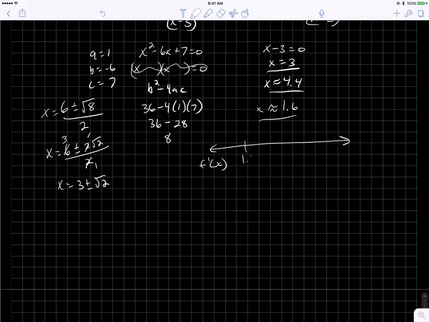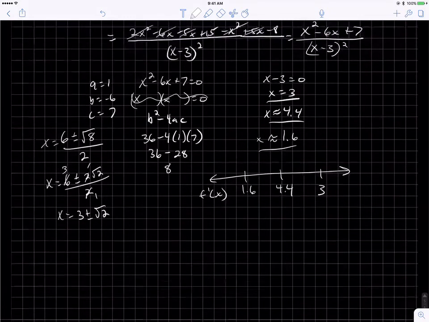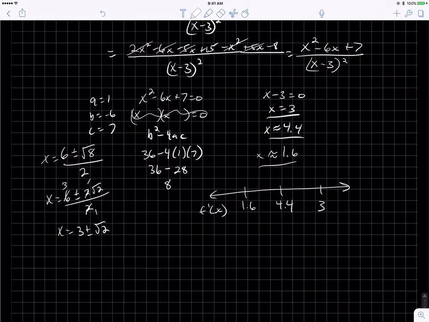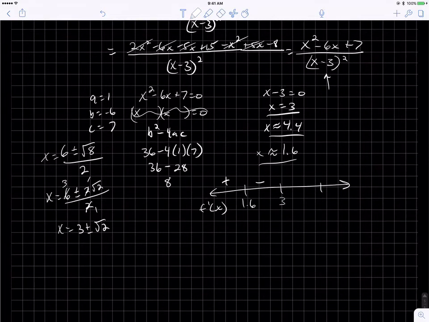I'm getting 1.6, 4.4, and 3. So if I plug in 0 into my derivative, the bottom will always be positive. And so for the top, if I plug in a 0, I get a positive. I could plug in a 2 up top and get 4 minus 12 is a negative 8 plus 7, so that's a negative. Oh boy, that's interesting. 4.4 comes after 3. So I still plugged in a 2, which is fine. The 4 minus 12, negative 8, yep.